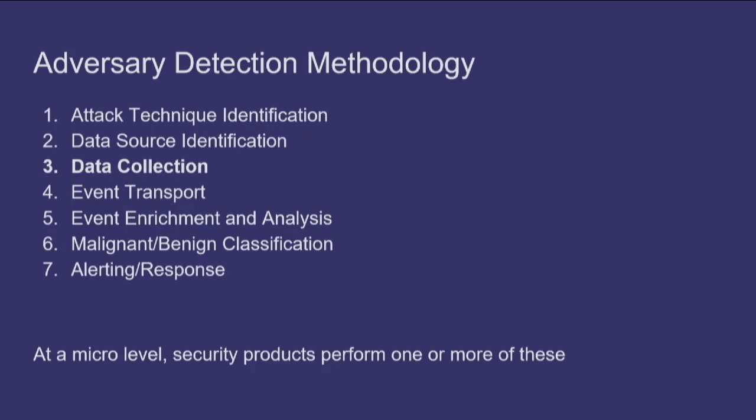So a generalized adversary detection methodology is you identify an attack technique. This could be a specific lateral movement technique or privilege escalation technique. You find a data source that may provide data about when that technique occurs. That could be like when a process is created. It could come from something like an ETW provider.